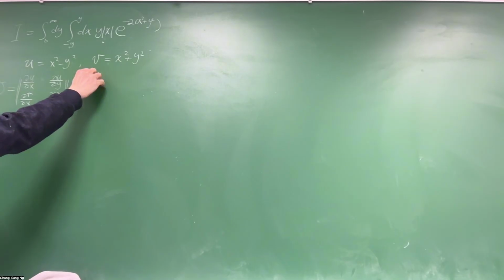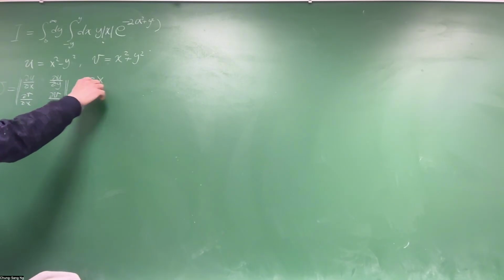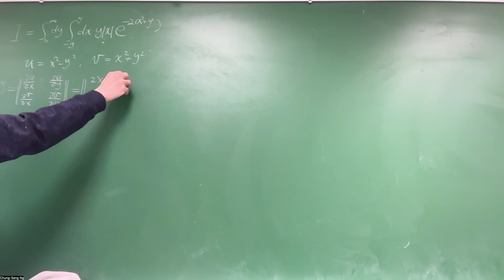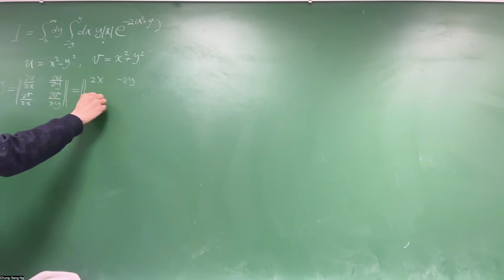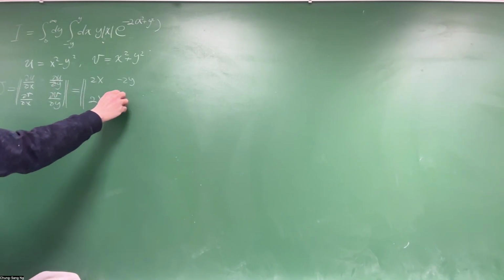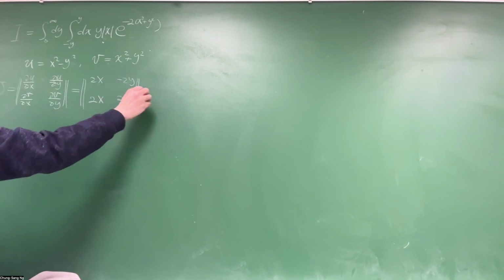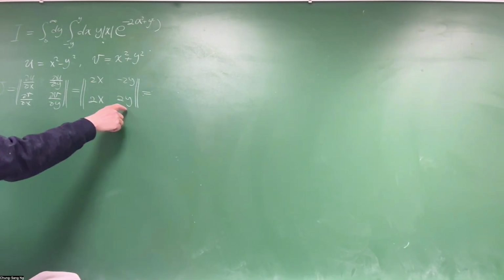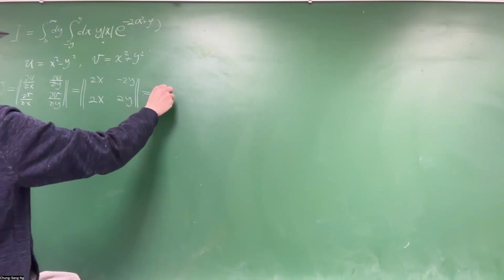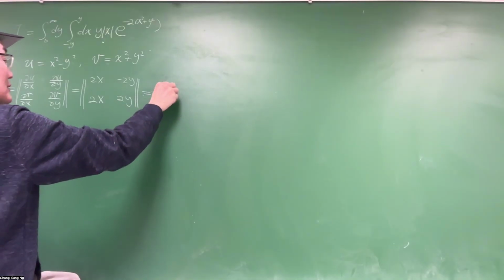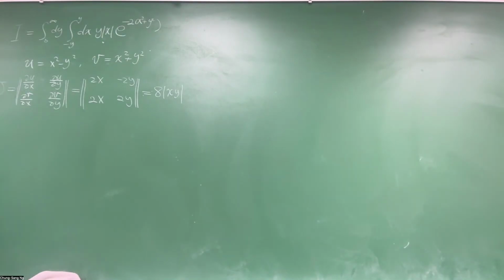Partial u partial x is 2x. Partial u partial y is minus 2y. Partial v partial x is 2x. Partial v partial y is 2y. Which is 4xy plus 4xy, 8xy, and this part is the absolute value of xy. Right, that's J. Okay.